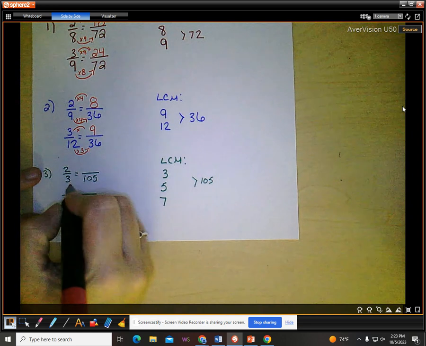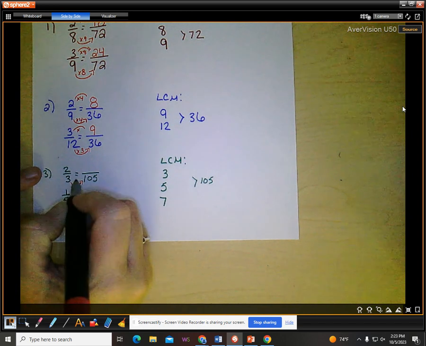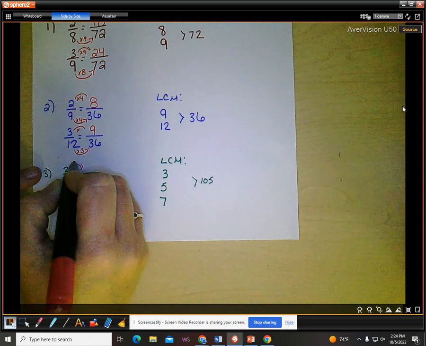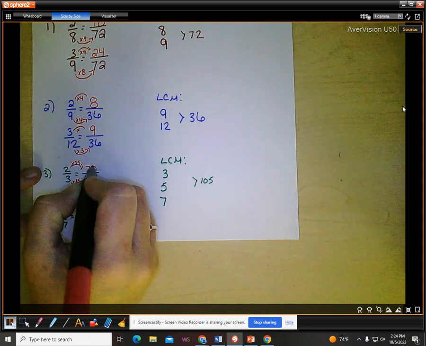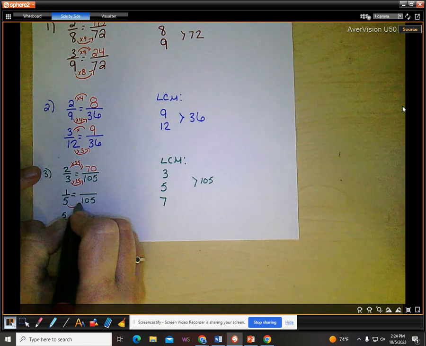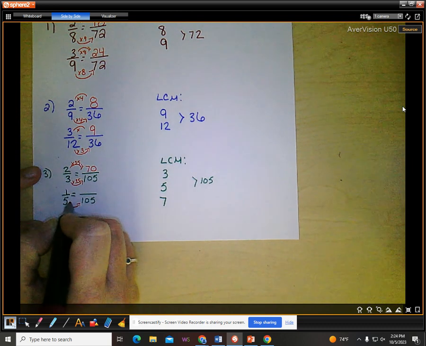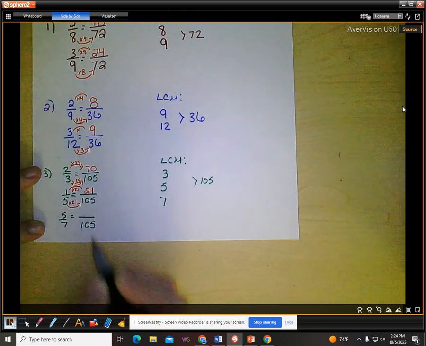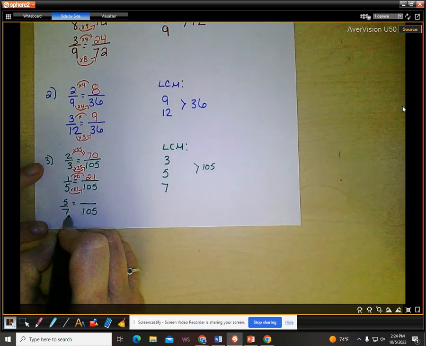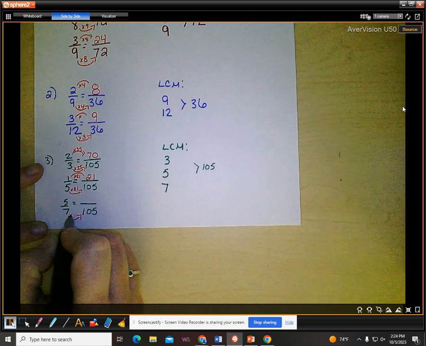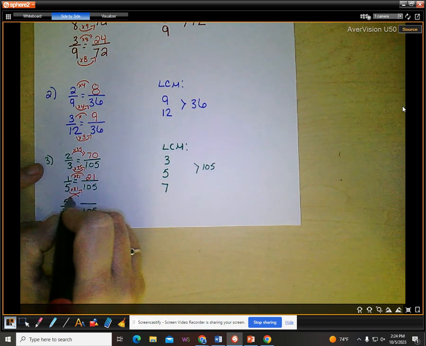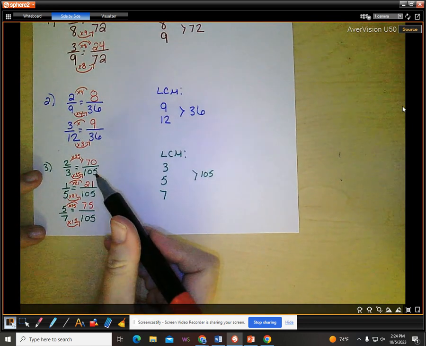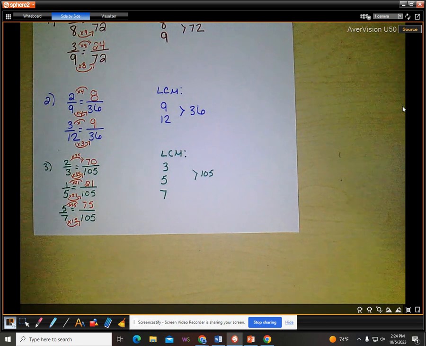So 3 times what gives us 105? That would be times 35. So whatever you do to the denominator, you also have to do to the numerator. So that would give us 70. 5 times what gives us 105? That would be times 21. So 1 times 21 would give us 21/105. 7 times what gives us 105? That would be times 15. So 5 times 15 gives us 75. So then you have 3 new fractions, all with 105 as the denominator.